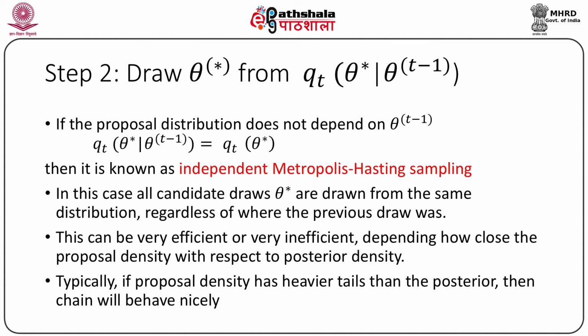This can be very efficient or very inefficient depending on how close the proposal density is to the posterior density. Typically, if the proposal density has heavier tails than the posterior, then the chain will behave nicely. So it is very important to choose a proposal density that has heavier tails than the posterior distribution. That means this should form an envelope function.